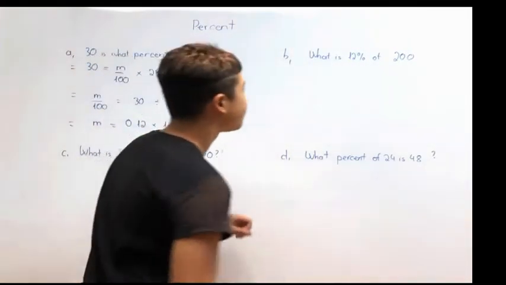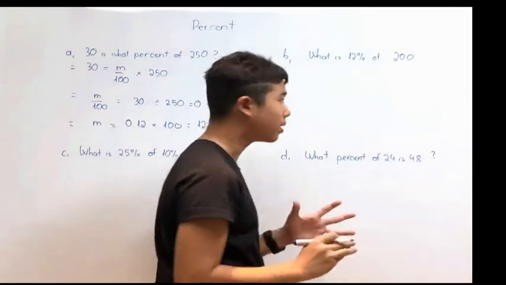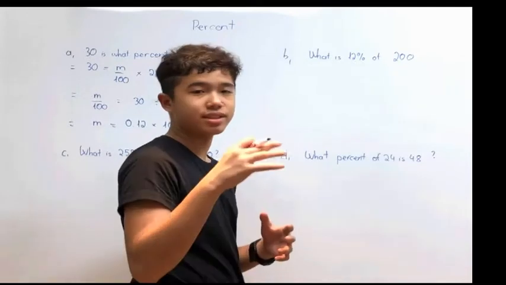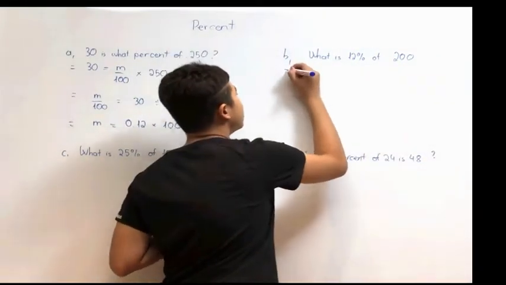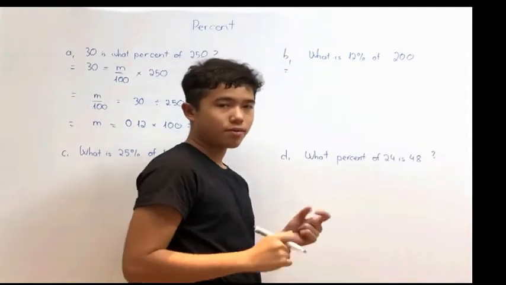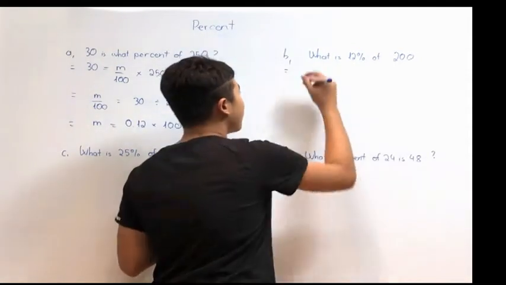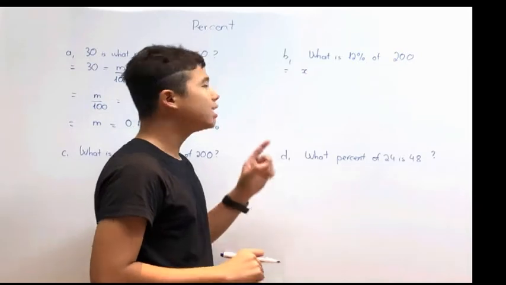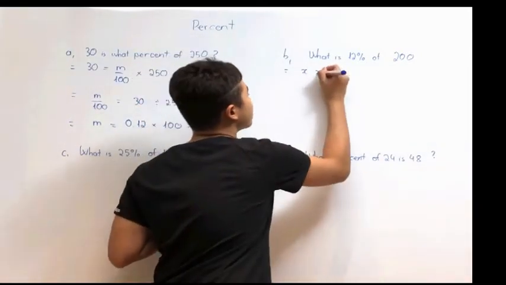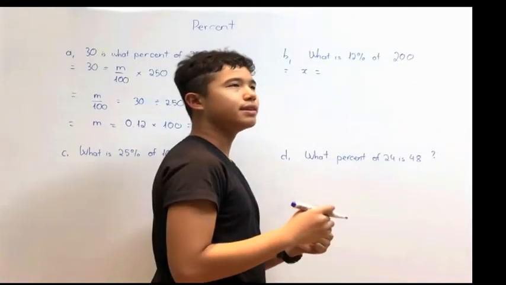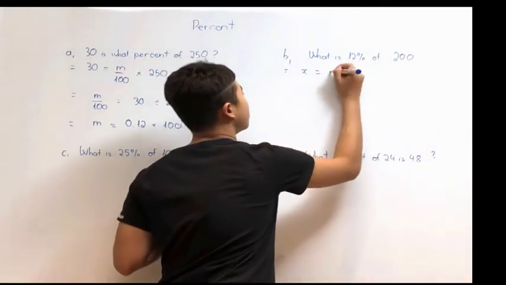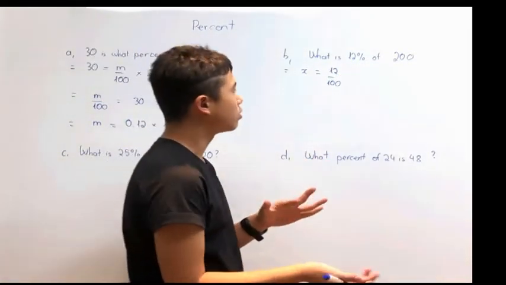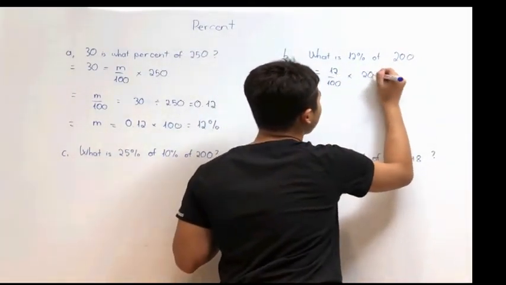Next one, let's do B. What is 12% of 200? Like always, write down the percent language and math language on the sheet of paper and then transform it. What is your favorite variable? In this case, I'm going to be using x. x is equal to, the equal sign, 12% is 12 over 100, 12 out of 100. And then "of" means times, multiply by 200.